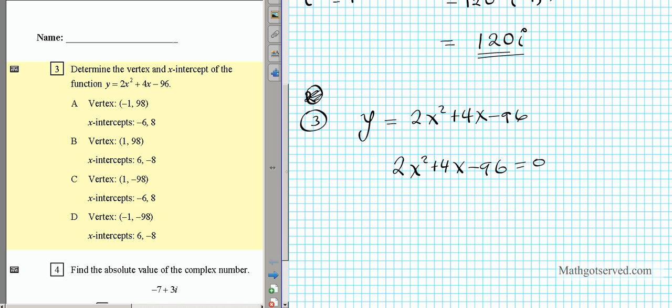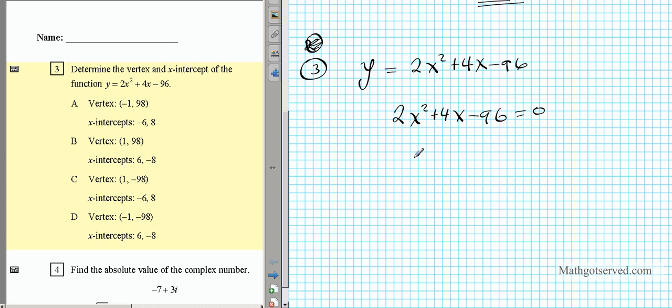So how do we solve this? We just factor using the x game. So let's break it down. If you notice, 2 can go into everything, so we can just divide everything by 2. If I divide everything by 2, that's going to give me x squared plus 2x minus 48 equals 0.